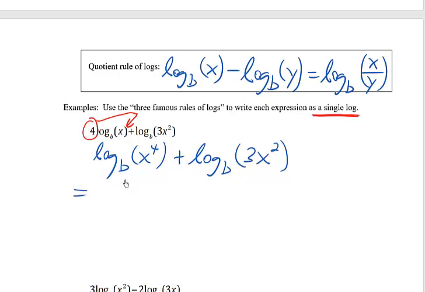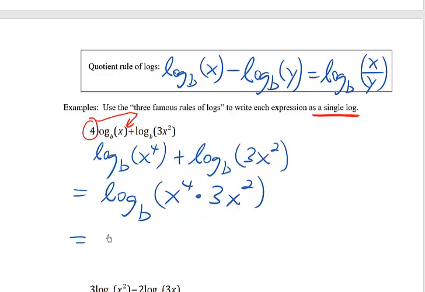How do I do that? Well, the rule says if you have two logs with the same base, you can rewrite it as a single log. How do you do that? By multiplying the previous two results together. I had x to the fourth, I have 3x squared. If I can multiply those two pieces together, that will be my new result.